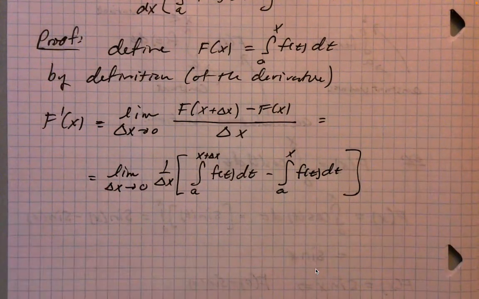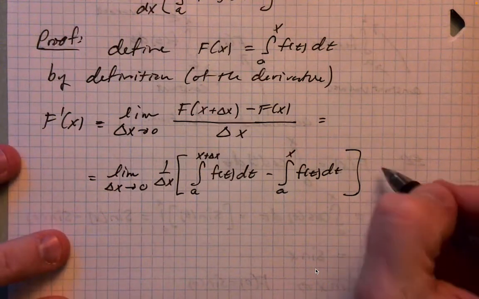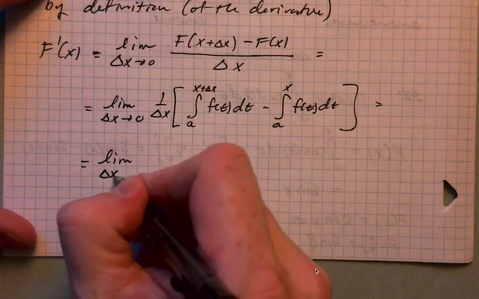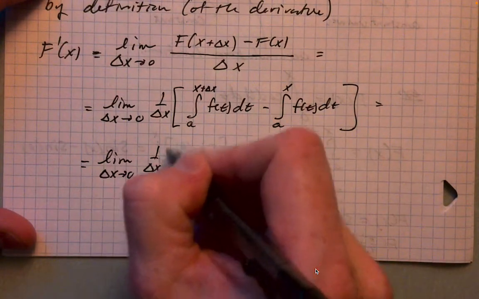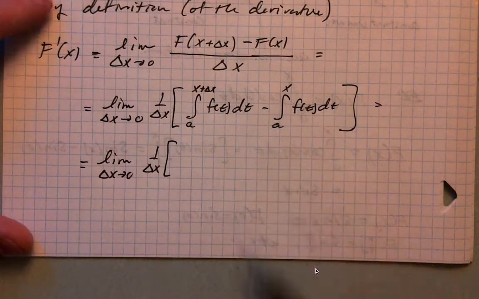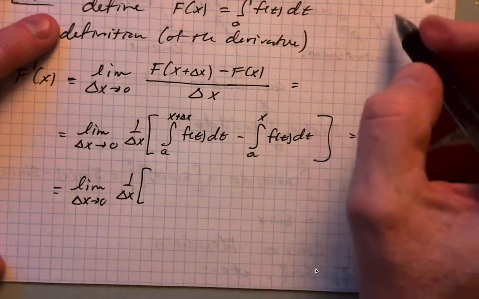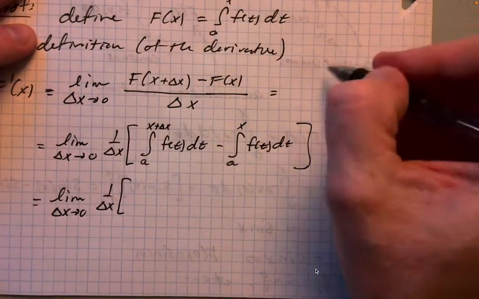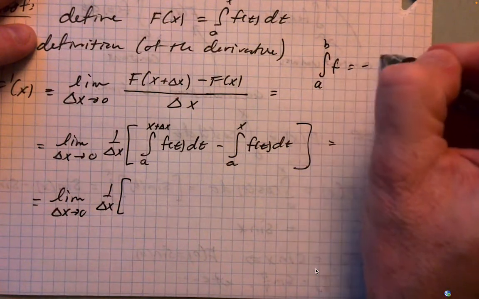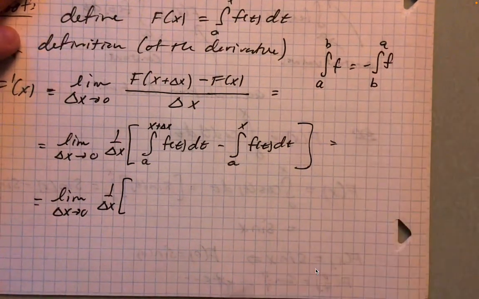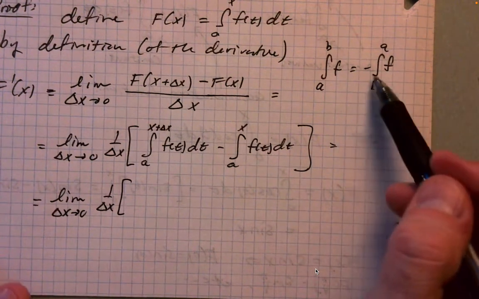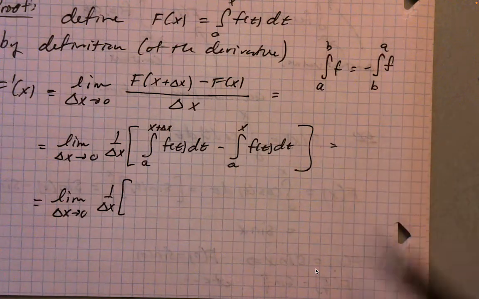Okay. No problem. And what we're going to do next here is we have this nice theorem. You may recall it says the following. I'll kind of do it off to the side here. Basically says that the integral from a to b of f is equal to negative the integral from b to a of f, right? So if I flip those limits, upper and lower limit, then the integral becomes negative. Okay, so we're going to use that here.